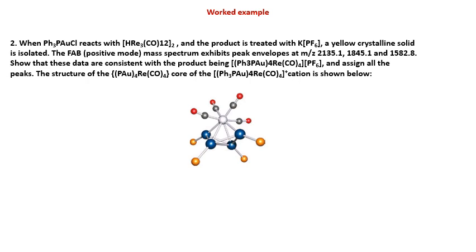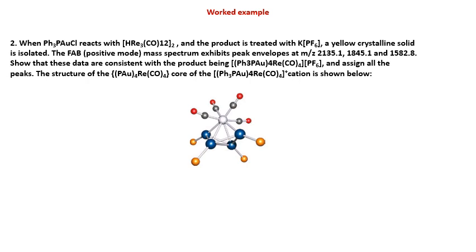Now if you calculate the cation part, in the FAB positive ion mode, the cation part will give your molecular ion peak, the mass peak. If you calculate the molecular ion peak for this cation that contains PPh3, gold 4, rhenium, carbonyl 4, you put all the values of the mass of phosphorus, gold, rhenium, carbonyl, you will get that value 2135. The other two values are for the fragmented part.